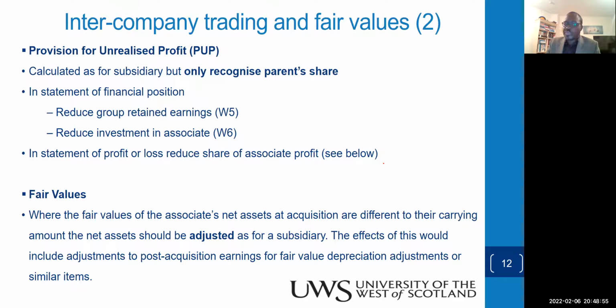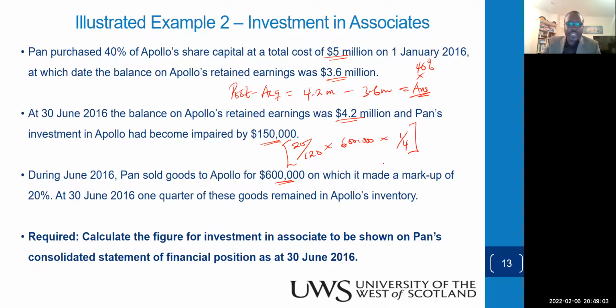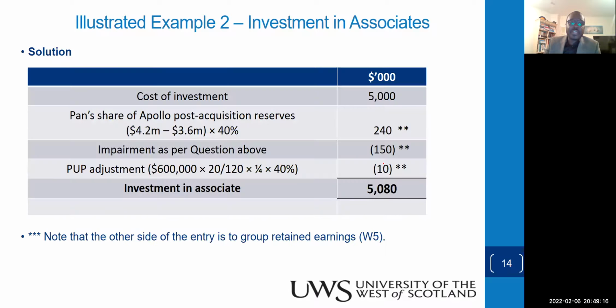For the POP, what do we do? The same calculation, but we only recognize the parent share. And here the parent share is 40%. We are asked to calculate the figure for investment in associates, the balance sheet figure to be shown on Pan's consolidated statement of financial position at 30th June. So the cost of investment was 5,000. The post acquisition, I showed the calculation, 4.2 minus 3.6, 40%. The corresponding entry goes into the group reserves. We add it. Impairment, the whole 150.